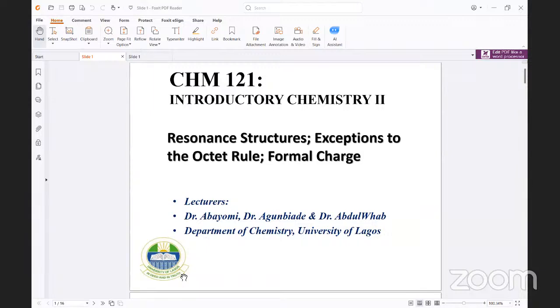The last time we met, we were looking at the principles of writing Lewis structure. And while we were looking at it, I mentioned to you that in writing Lewis structure, there are some exceptions, especially for those cases where octet rule fails. So today we want to look at resonance structures, exceptions to octet rule, and how to determine and calculate formal charges.